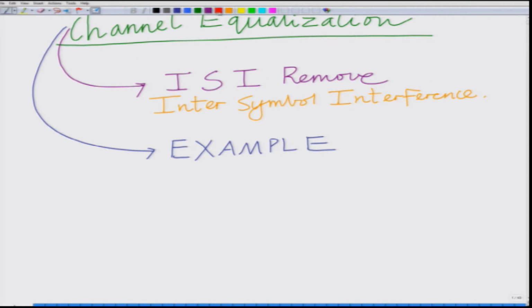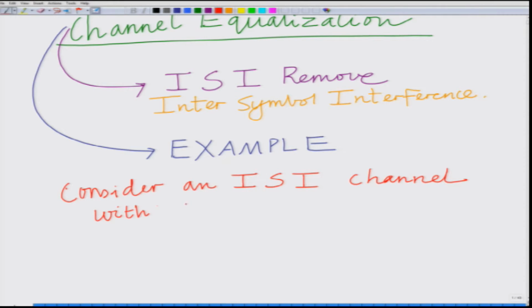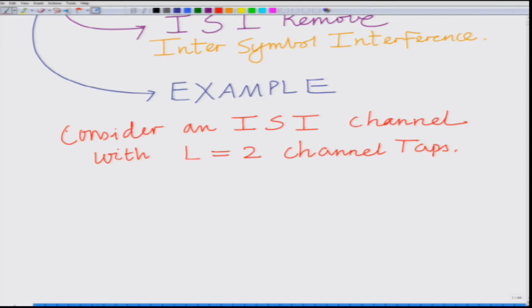Consider an intersymbol interference channel, an ISI channel, with L equal to 2 channel taps. In the equalization model, that is, the model with intersymbol interference, we denote the number of channel taps by capital L, and the channel taps are the actual channel coefficients H0, H1 up to HL minus 1. So, we have L equal to 2 channel taps, that is H0 and H1.